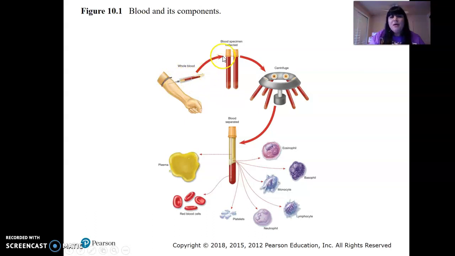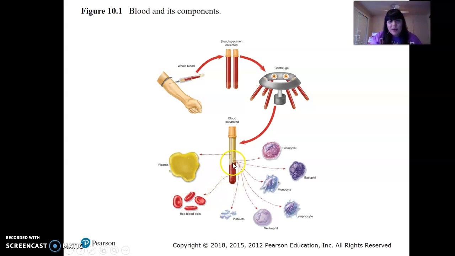Withdrawing the blood, putting it in a test tube, putting it in something called a centrifuge. What a centrifuge does is it spins the blood and the heavier things go down, okay? So the cells move to the bottom of the tube: the red blood cells, the platelets, all the white blood cells. Well, here are the red blood cells, excuse me.